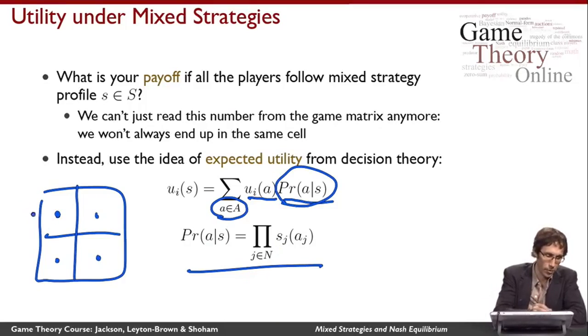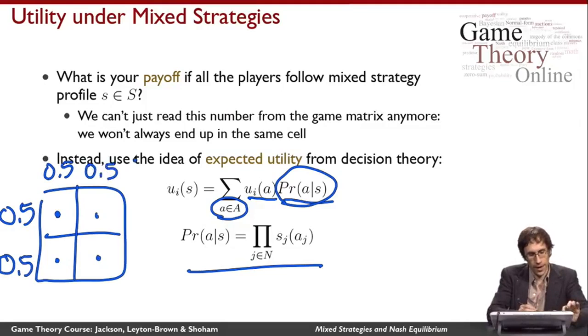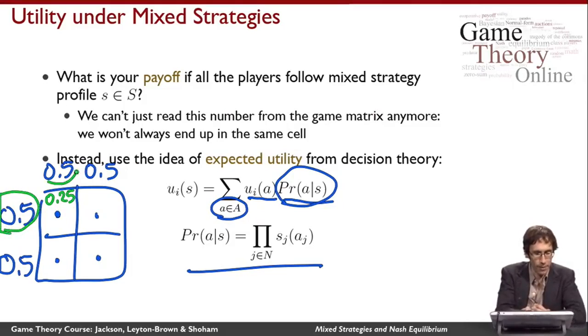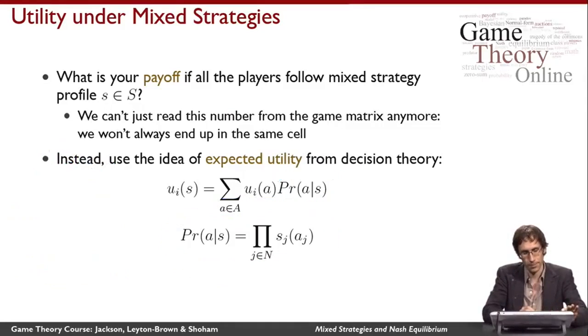So, for example, if this player was playing with probability 0.5 on each action, and this player was playing with probability 0.5, then the probability that I would get to this cell is 0.25. This action profile arises with probability 0.25 because this thing happens half the time, and this thing happens half the time, and so we have to multiply those two probabilities together to get the joint probability of this action profile. So that's what this definition here is saying.